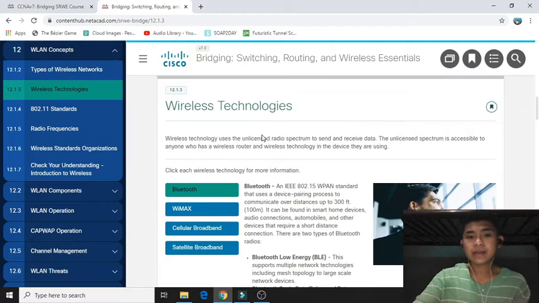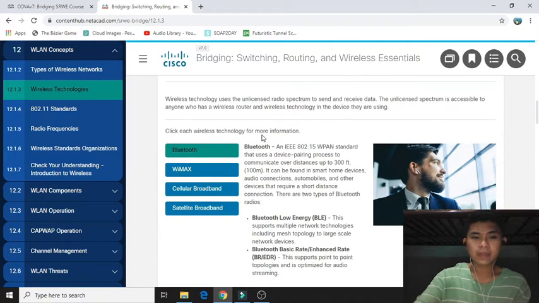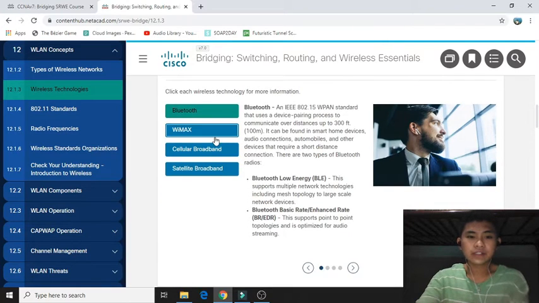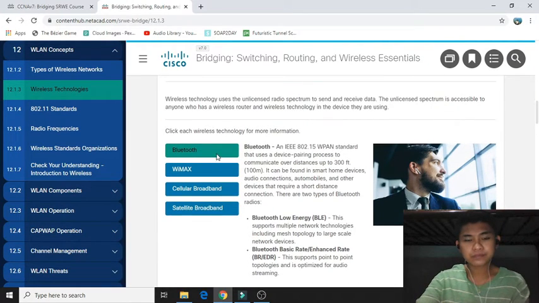Next we go to the wireless technologies. Wireless technologies use the unlicensed radio spectrum to send and receive data. The unlicensed spectrum is accessible to anyone who has a wireless router and wireless technology in the device they are using. And here are some wireless technologies that we normally use nowadays.